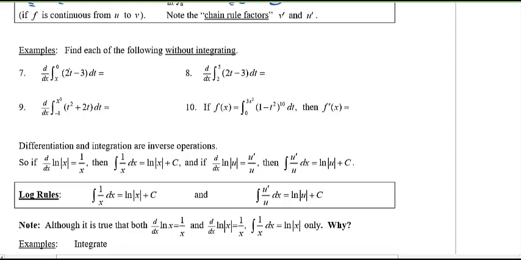Number 7. I mentioned this earlier. Look at this. The x, the variable, is in the bottom, but it should actually be in the top. So what do I need to do? I need to switch them.